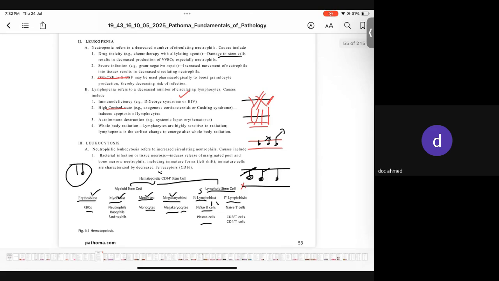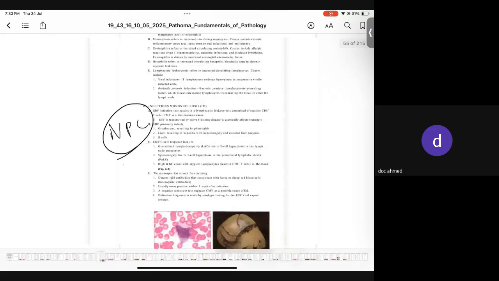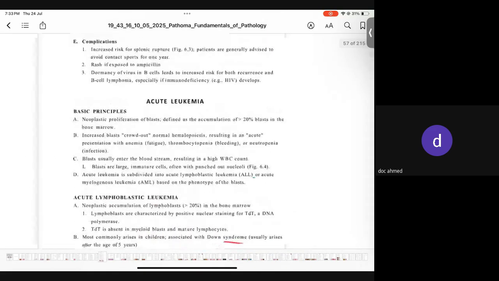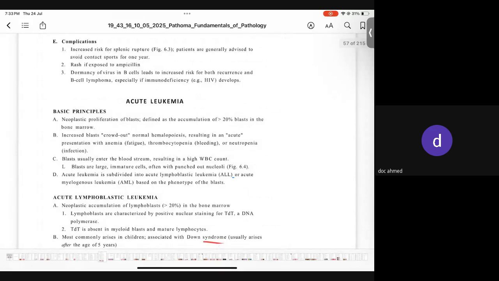So whenever we have this kind of cancer, we are going to have pancytopenia. Why? Because the cancer cells are going to replace your entire bone marrow. So the other cells are going to go down because their place is going to be taken by these cancer cells. That's really important to know. Okay. So let's refer to our text, what they are saying. So it's neoplastic proliferation of blasts, more than 20%. So now the question should arise in your mind.